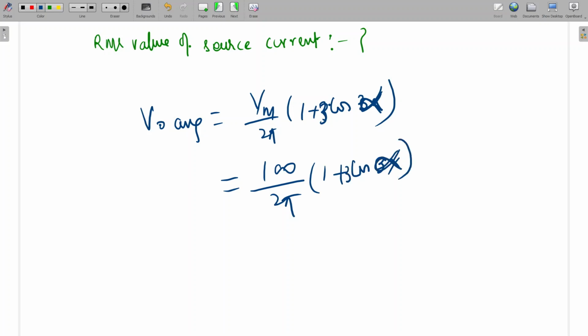What will be the final value? Can anyone calculate? It will be 50 by pi times (1 plus 3 cos 60), cos 60 being 1 by 2, so 1 plus 3 by 2.